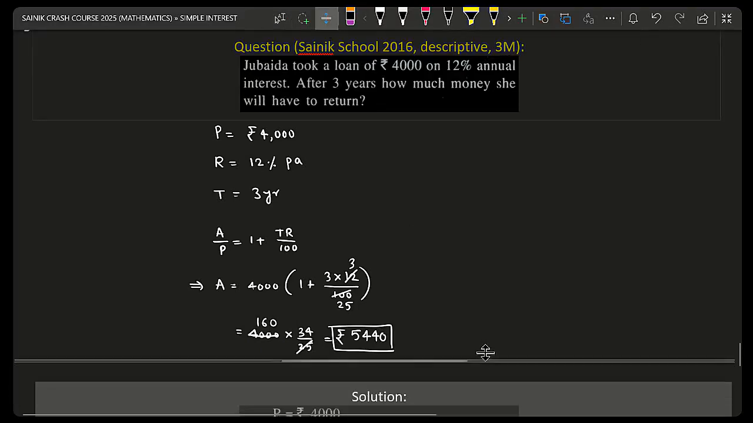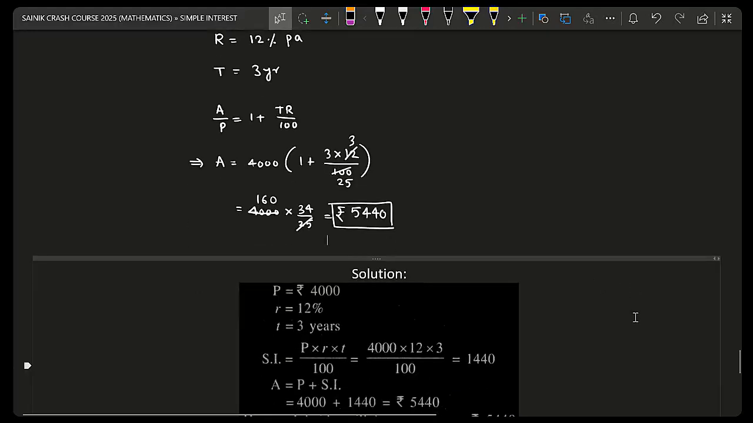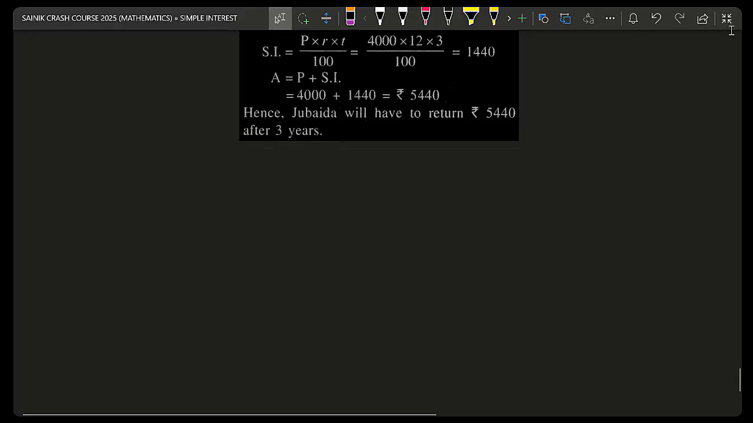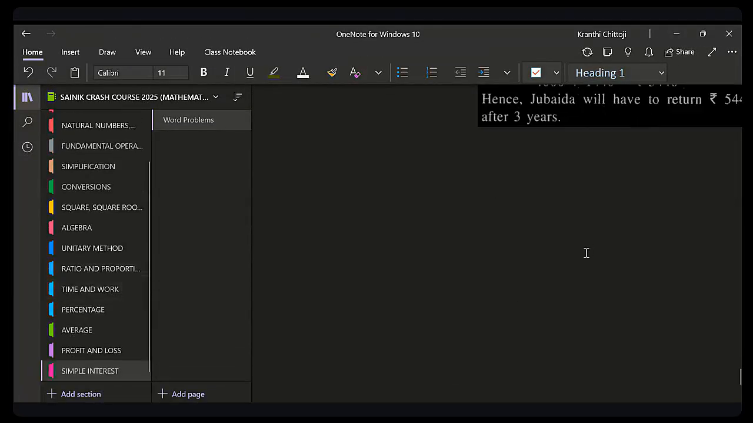So this is based on the amount and principal relation. A by P is equal to 1 plus TR by 100. And we got the correct answer. In the textual solution, they found interest first and then added it to the principal, and still the same answer, 5440. So with this, I think we are done with the simple interest chapter also.